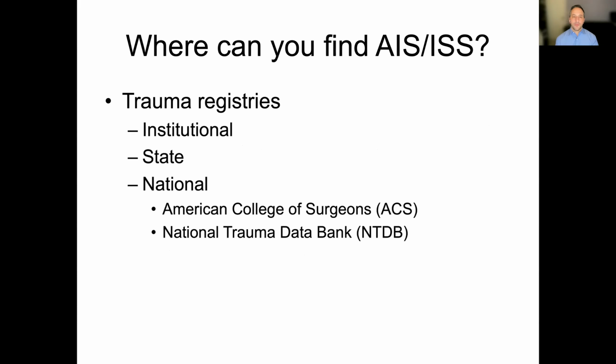So the institutional trauma registries, which I mentioned, like Rhode Island Hospital and Hasbro Children's Hospital, there are also statewide trauma registries. And then there are national trauma registries. The most common one is the National Trauma Data Bank, which is from the American College of Surgeons. So the ACS is the governing body over the trauma registries.